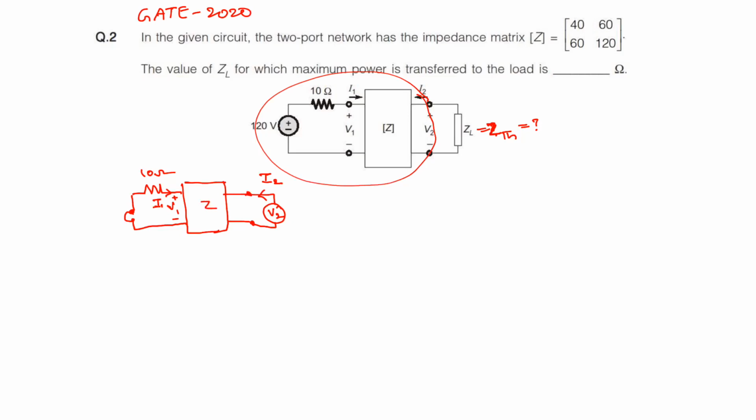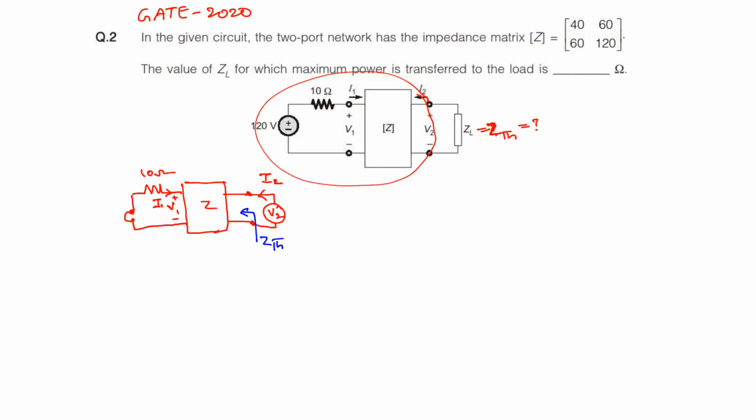And this is the impedance matrix. Now ZTH is the impedance looking into port 2. So this is ZTH, and if ZL is equal to ZTH, first you calculate ZTH, and if you make ZL equal to that value, then the maximum power can be transferred. So I am going to write the equations.